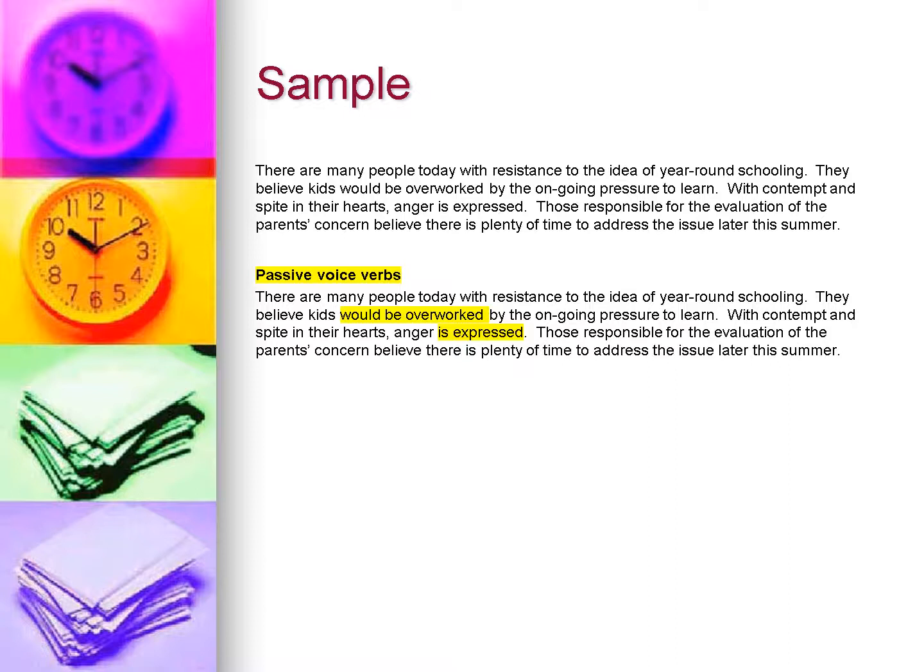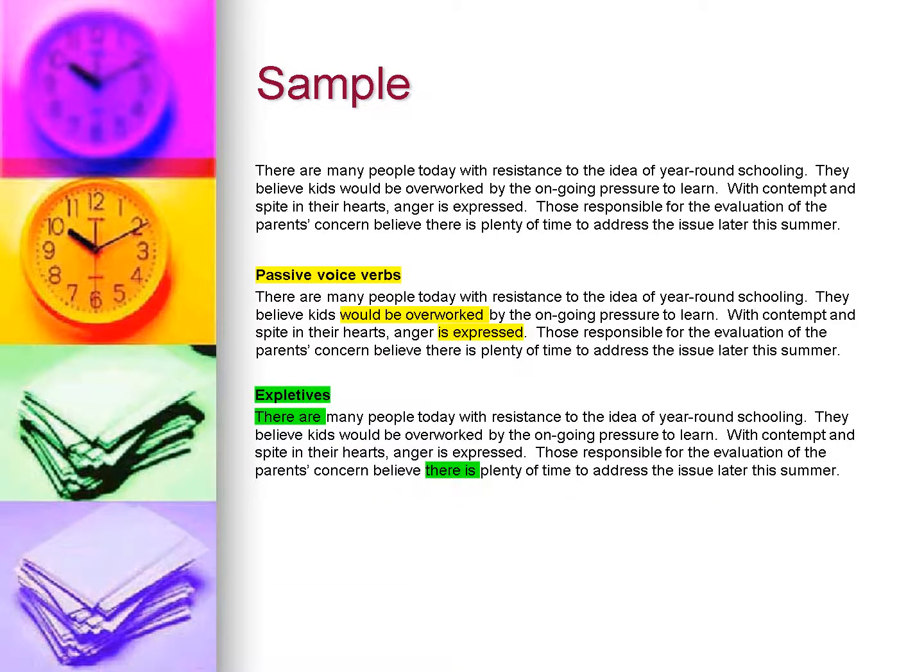And then the second one: "With contempt and spite in their hearts, anger is expressed." Who's doing the expressing? Is anger doing it? No. And we don't actually get told here. Is it parents? If we're revising these sentences ourselves, we'd have to make that up. If we're the original author, we'd know who we mean. But there's not even a person or a group of people that would function as the subject here. That's another sign that writing is passive and could be confusing. So "is expressed" is another passive voice verb.